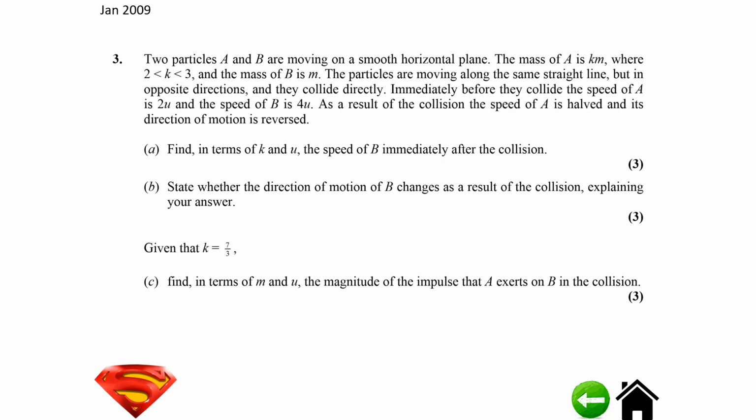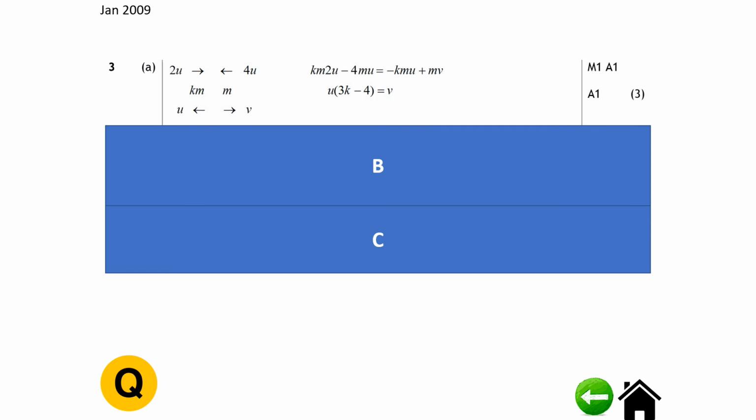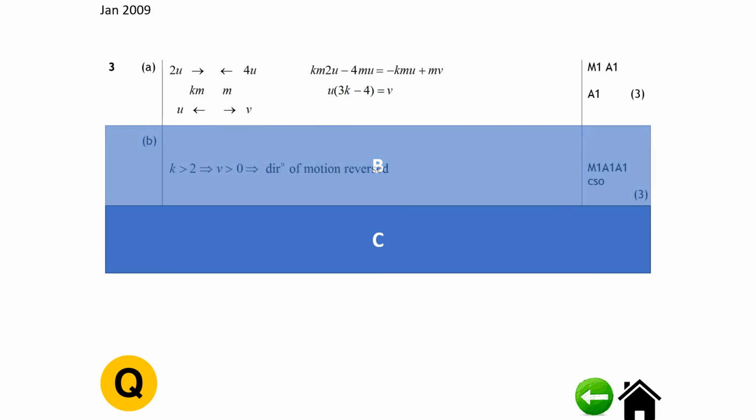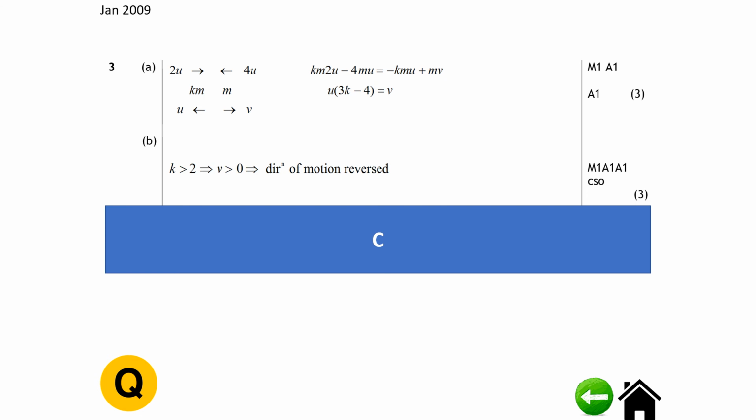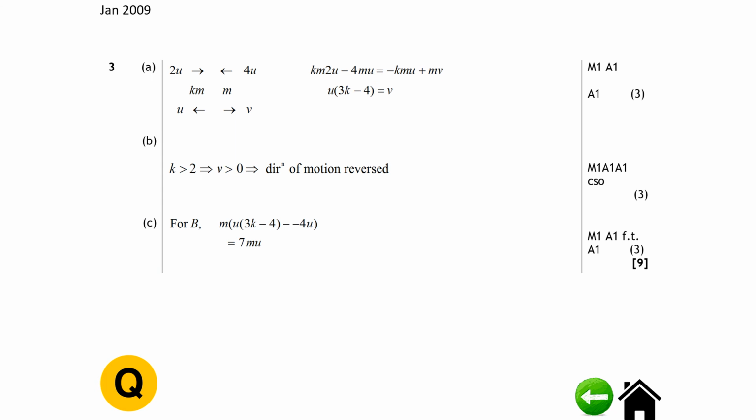Here's another exam question, so pause the video and you guys have a go at this. Welcome back. So for part A, you should get this, and you could leave it in that form. And since the direction of motion reverses, k is greater than 2, so v is greater than 2. And for part B, using the conservation of momentum formula here, we get 7mu.